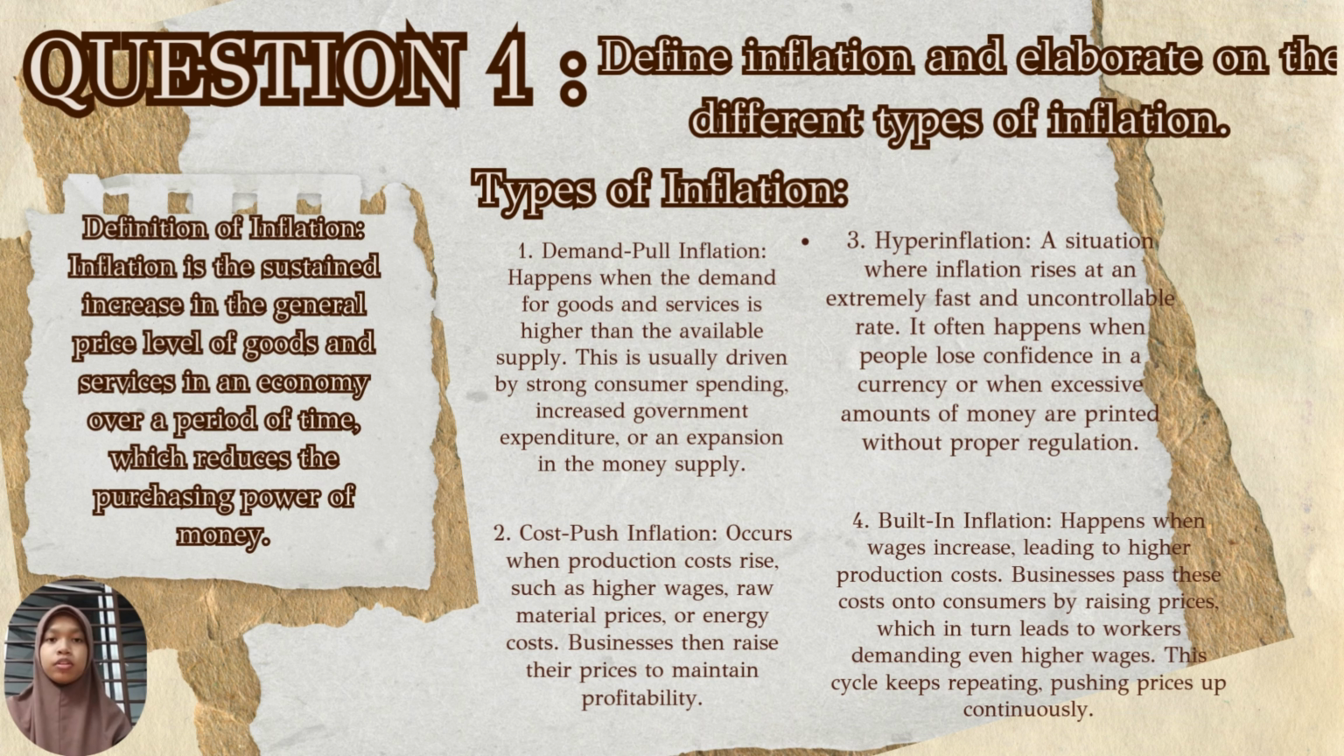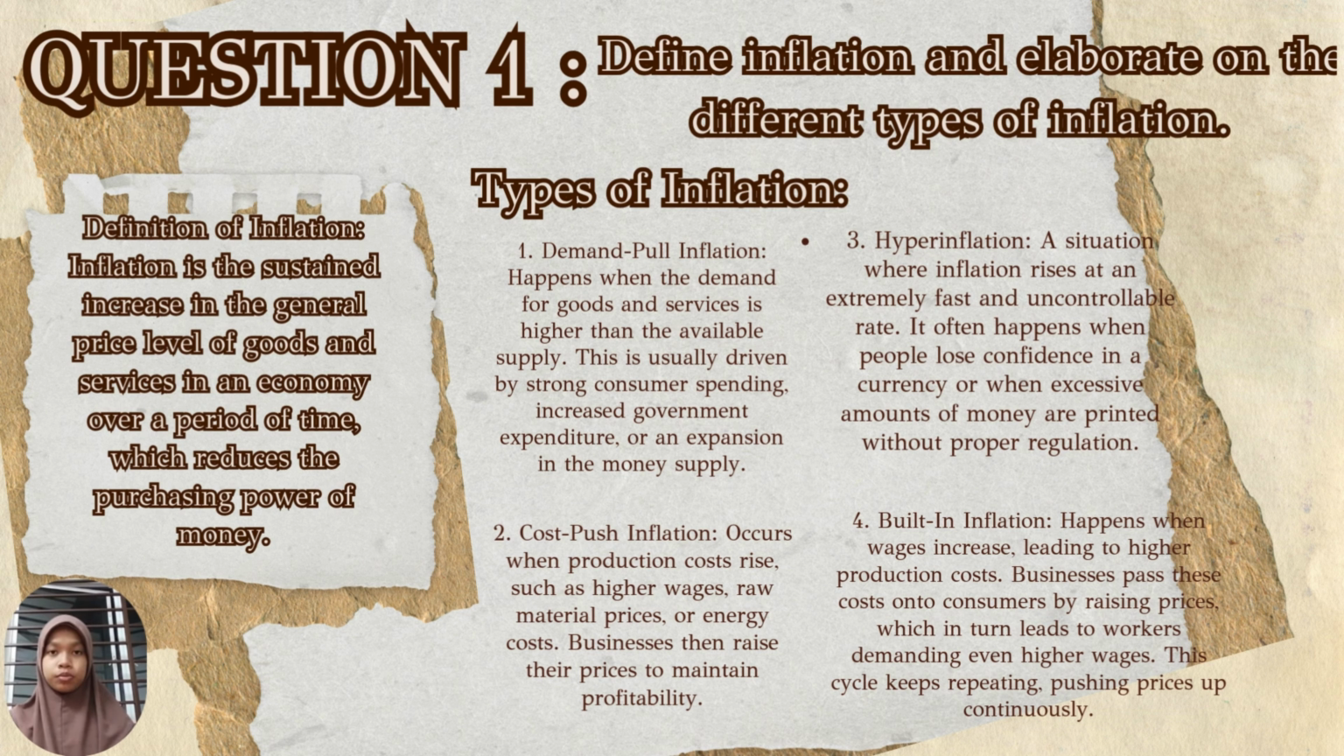First, demand-pull inflation. This happens when demand for goods and services exceeds supply, when consumers spend more whether due to high incomes, government spending, or easy access to credit, and businesses struggle to keep up, causing prices to rise. For example, during a shopping sale, if many people rush to buy the latest phone, prices may increase due to high demand.